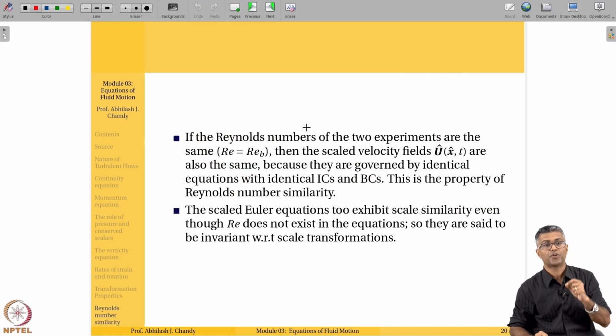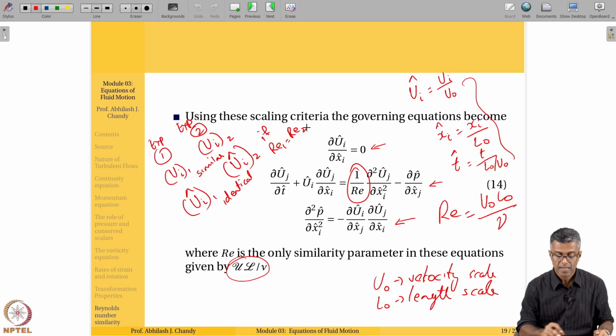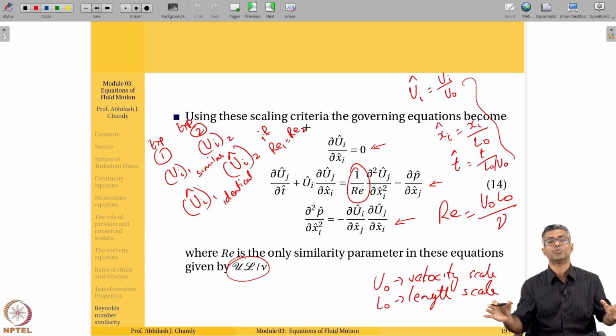So if the Reynolds number of the two experiments are the same, then the scaled velocity fields are also the same, identical, because they are governed by the same identical equations, isn't it? Because once the Reynolds number is the same, there's nothing that differentiates equation 14 between experiment 1 and 2. That's what we are saying.